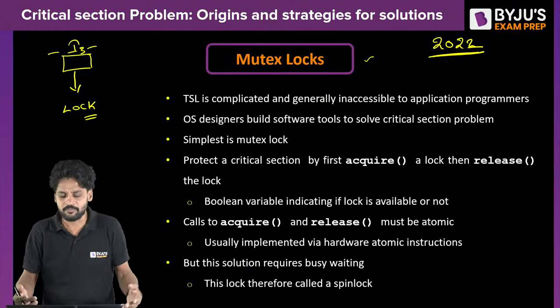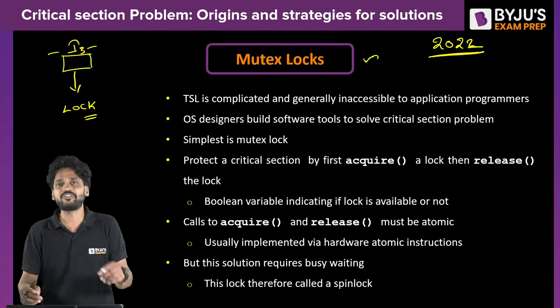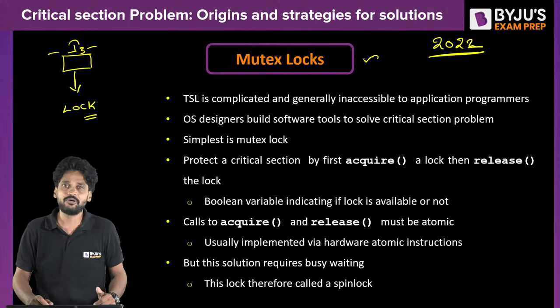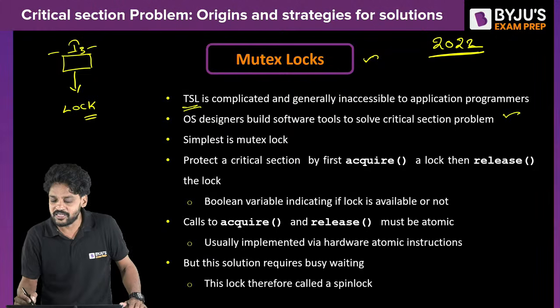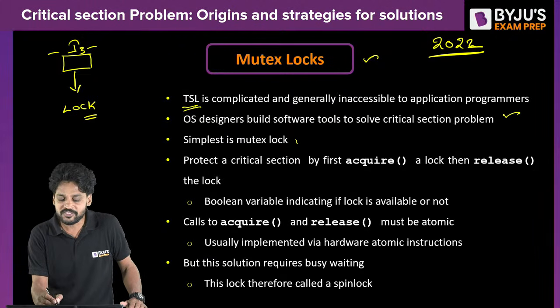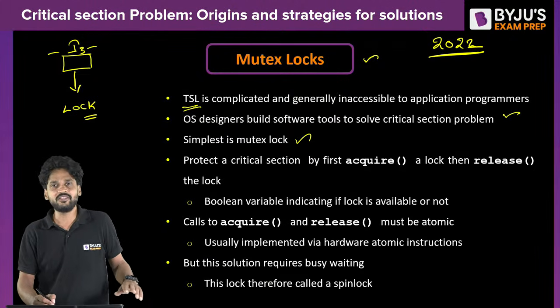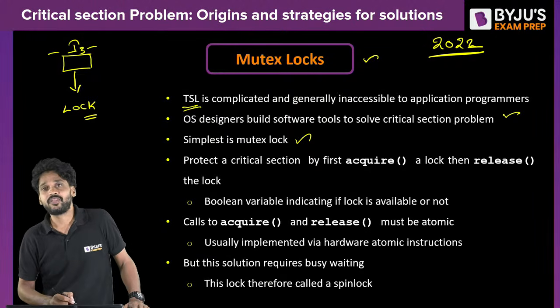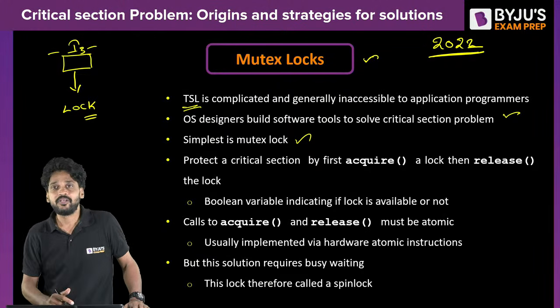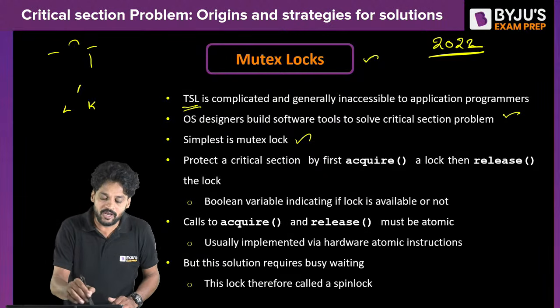Anyhow, the problems are problems. We need to discuss this. Mutex locks are being provided by the software developers. TSL is complicated. We don't use it. OS designers build software tools to solve the critical section problem. The simplest is the Mutex lock. Here, we need to access a lock from the operating system. The operating system is now giving you a lock.